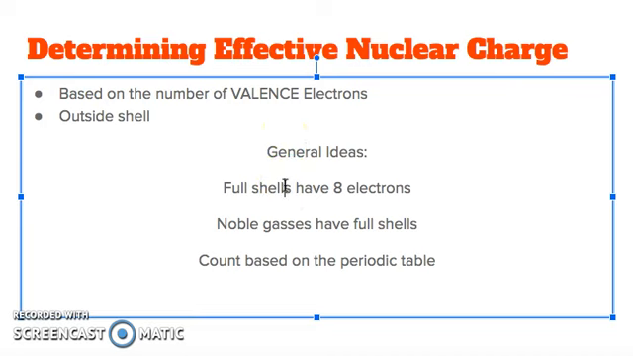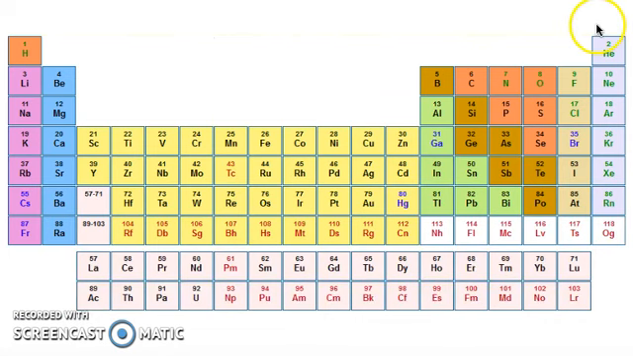So full shells, the ones that I explained, magnesium has 2 while carbon only has 1, have 8 electrons. Noble gases, which are the elements to the complete right of the periodic table, have full shells, which means that they have 8 electrons. And we should count the number of valence electrons based on the periodic table. So right here, I have a periodic table. I know that these are the noble gases and they have complete shells. And I start from the left of the periodic table, and I know that this group only has 1 valence electron, or outermost electron, and consequently, the effective nuclear charge of 1.